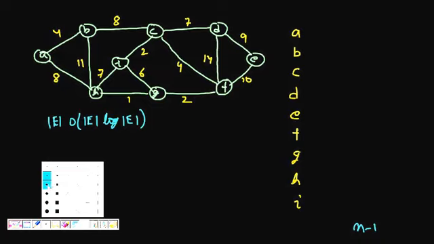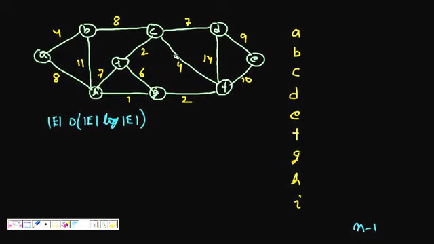Okay, so I make sets A, B, C, D, E, F, G, H, I. So these are the sets. And then we sort the edges in non-decreasing order, and then we take the smallest edge first. So which is the smallest here? This one is the smallest. So we take this one. Now this one is chosen.